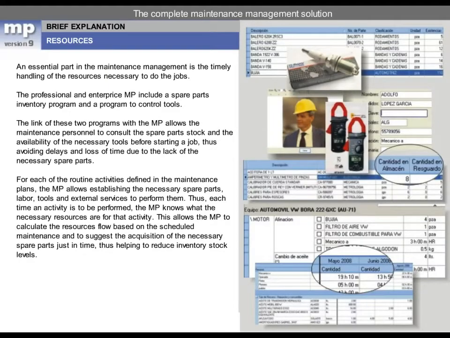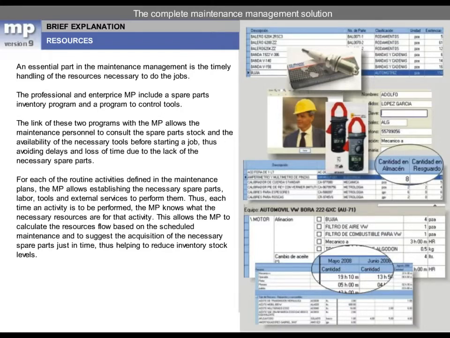An essential part in the maintenance management is the timely handling of the resources necessary to do the jobs. The professional and enterprise MP include a spare parts inventory program and a program to control tools. The link of these two programs with the MP allows the maintenance personnel to consult the spare parts stock and the availability of the necessary tools before starting a job, thus avoiding delays and loss of time due to the lack of the necessary spare parts.